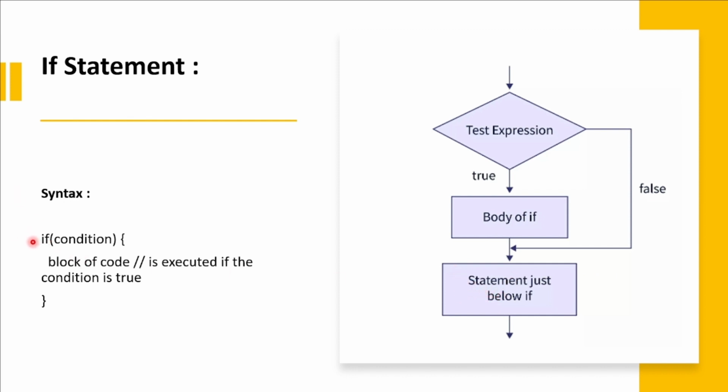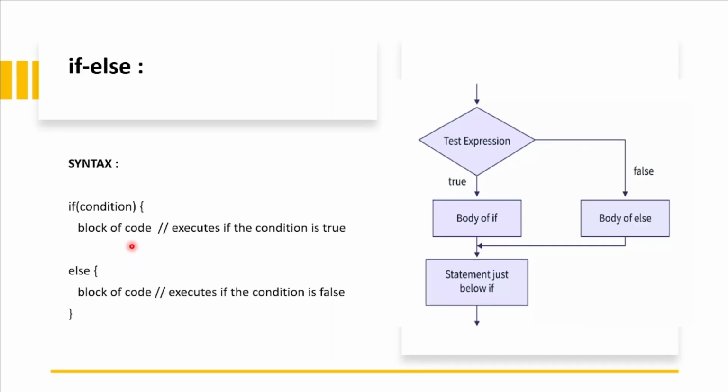So here we have the syntax. In the syntax we have the if keyword, in the parentheses we provide the condition, and this is the block of code of the if condition. If it is true, then it will execute. Then we have the if-else condition. It is an extension of the if condition, where if the condition is false, then it will execute the else block, or else it will execute the block of if when it is true. When the condition is false, it will execute the body of else and then the further code will be executed.